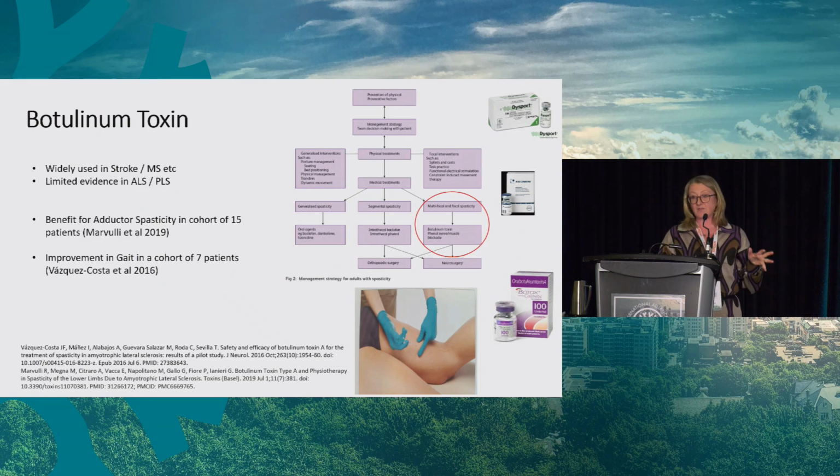And what can be helpful if you have a focal spasticity, so that's spasticity in a particular muscle or muscle group that is causing particular problems that you can target with a functional goal, is botulinum toxin. This is very widely used in stroke and MS, with limited evidence in ALS and PLS patients. There are different preparations of botulinum toxin, and very little evidence in our ALS, PLS patients. So we've got two small cohort studies there that found improvement.